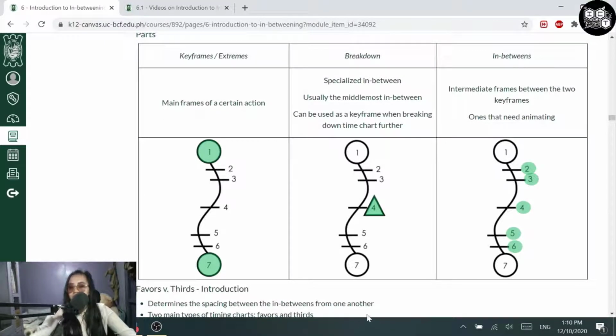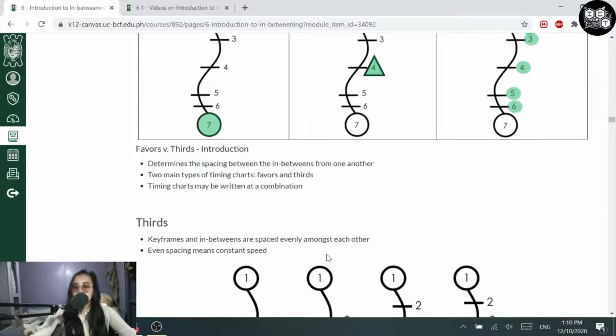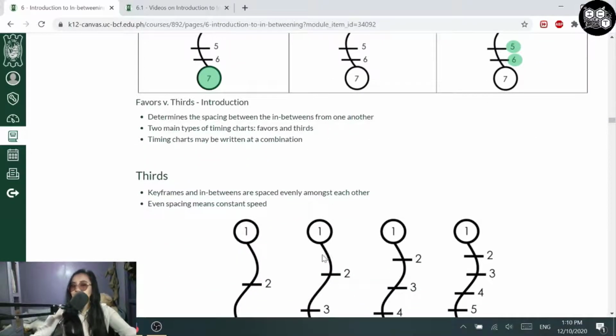And then lastly, of course, you have the in-betweens, which are the intermediate frames between the 2 keyframes, the ones that you will be doing animation on. And then next, we have our favors and thirds. Favors and thirds is how you're going to determine the spacing. This is actually one of the things that would really impact your animation, whether you're animating in thirds or whether you're animating in favors.